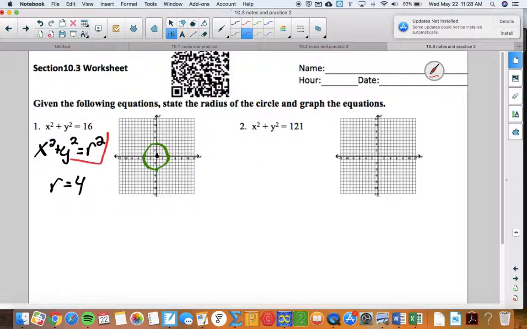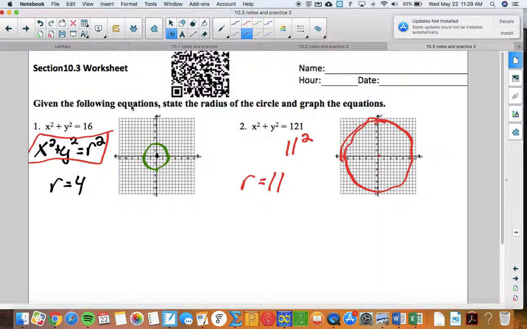Using the same concept for number 2, 11 must be the radius because 11 squared is 121. So the radius is 11. Center is at 0, 0, so there's the center, 11, negative 11 would be a distance of 11 from 0, 0, and so would that negative 11. So then just try to make a curvy swervy circle. Oh boy, got a little shaky at the end there.